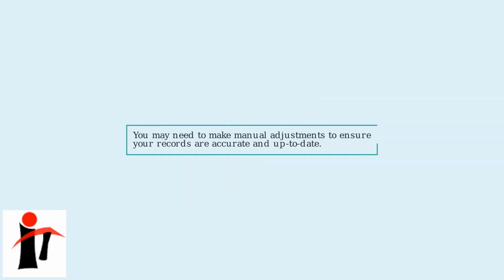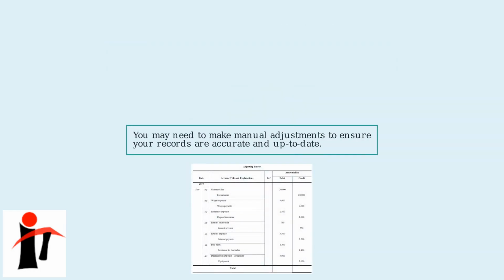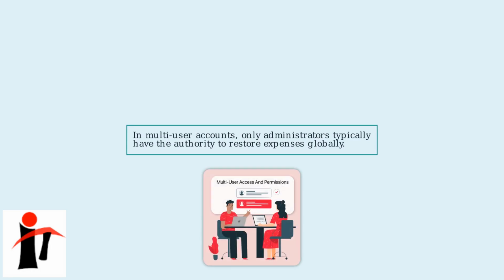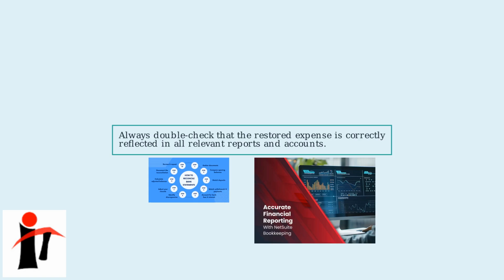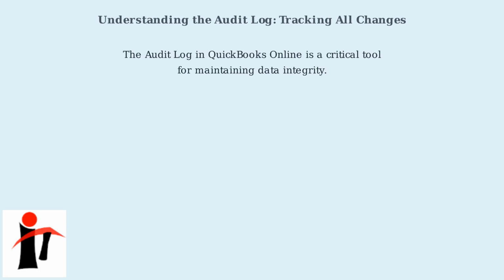These manual adjustments could involve updating ledger entries, recalculating balances, or ensuring the restored expense aligns with your overall accounting principles. This restriction helps maintain security and prevents unauthorized changes, but it means regular users might need to request admin assistance for restorations. Review your profit and loss statements, balance sheets, and any custom reports to confirm the restoration hasn't caused discrepancies or errors.